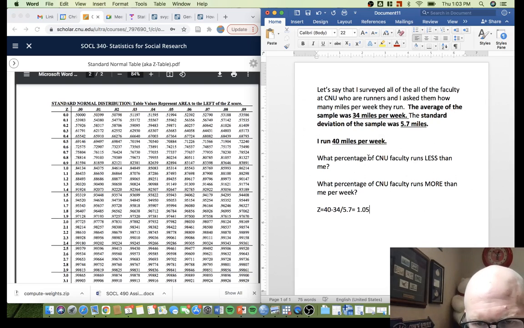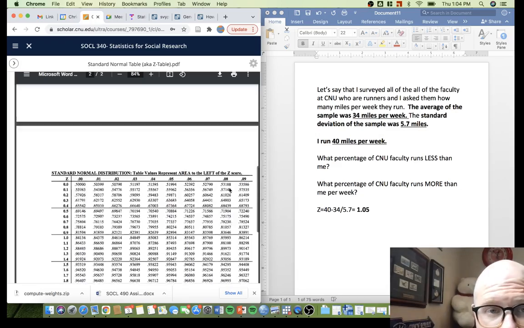We can answer both questions with the table, and it's really simple. But the first thing you need to do is compute the z-score. In this case, the z-score is my 40 minus the average of 34, divided by the standard deviation of 5.7. That ends up giving us a z-score of 1.05. Once you have that z-score, this is where you break out the table.